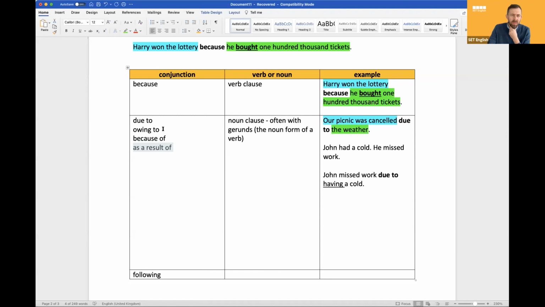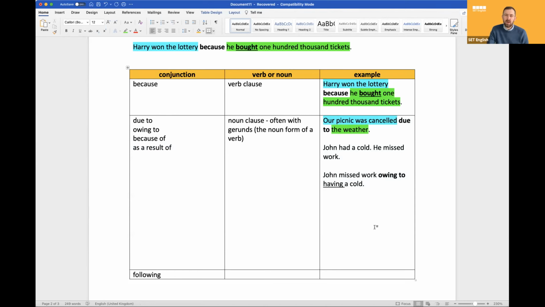Okay, owing to is a strange one because it's got an ing, hasn't it? Now just imagine you put here, owing to. It would sound a bit strange, wouldn't it? Cherry, can you say this sentence for me? John missed work here. Sorry, can you repeat it, Paul? Yeah, just finish it. Just read that sentence for me. John missed work owing to having a cold. Feels weird, doesn't it? Owing to having.